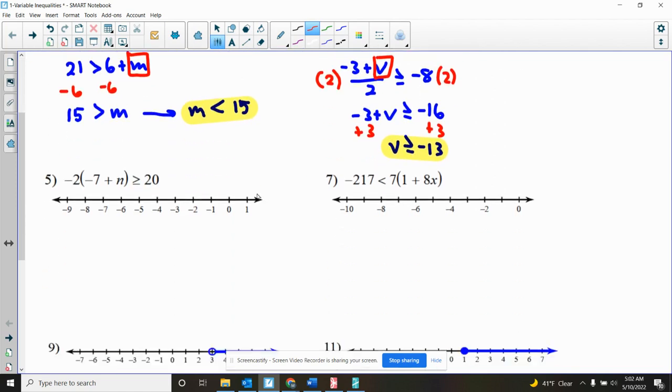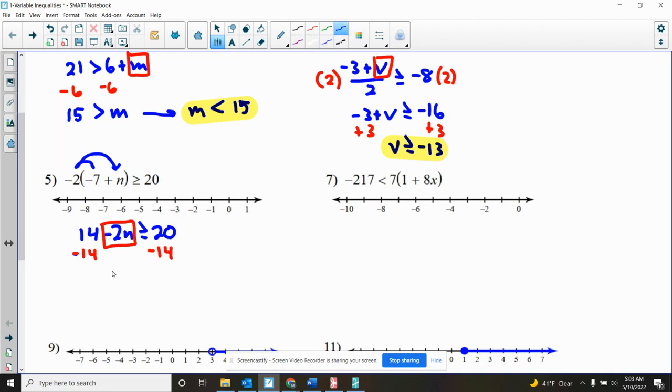Let's continue on. My advice here would be start by distributing the negative 2 through the parentheses. So negative 2 times negative 7, that's 14. Negative 2 times n is negative 2n, greater than or equal to 20. Okay, we want to get the n's by themselves. So first, this 14 needs to go. So subtract that 14.